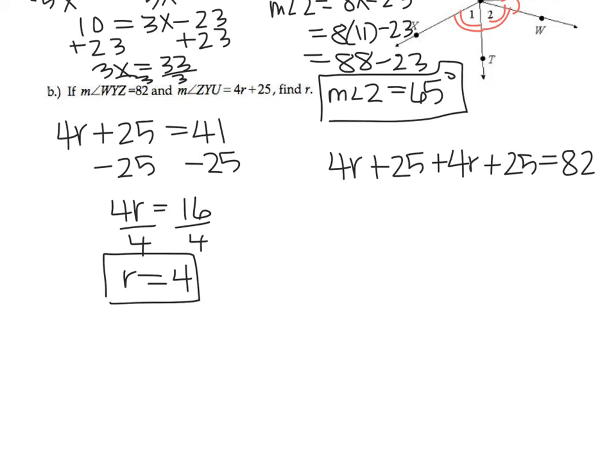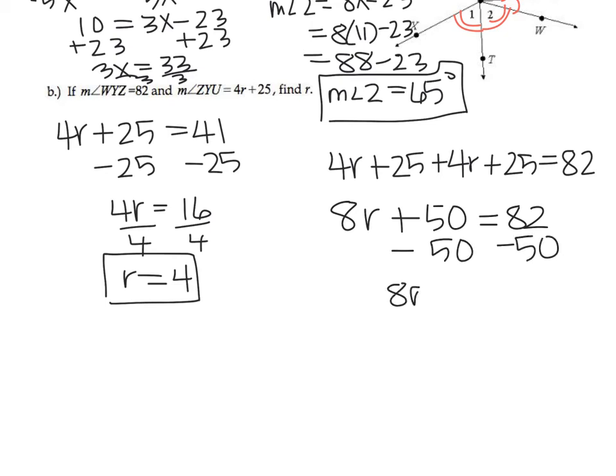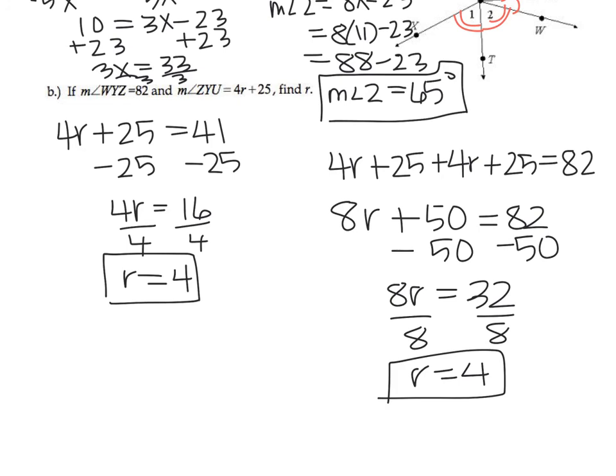So combining like terms on the left side, 4R and 4R is going to give us 8R. 25 plus 25 is 50 equals 82. Subtract 50, and we get that 8R equals 32. Divide by 8, and we get R equals 4. So again, we still got R equals 4 just like we did before, but it took a couple more steps, but it's still a valid method to solve for R.